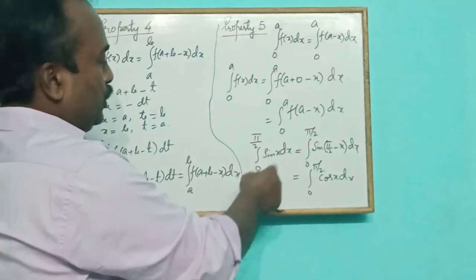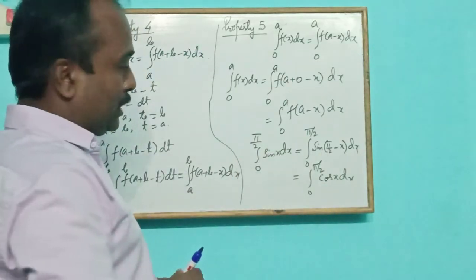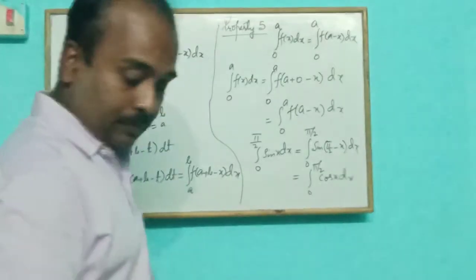So when it is given integral 0 to pi by 2 of sin x dx, we can use it to write the same integral 0 to pi by 2 of cos x dx. Let us move on to the next property, property number 6.